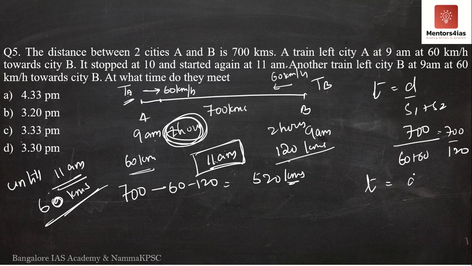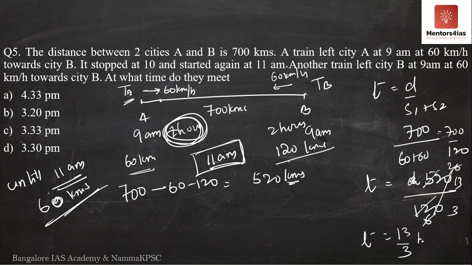Therefore, time is equal to distance over speed, which is 520 divided by 60 plus 60, 120. The 0 and 0 get cancelled. We have 52 by 12. So this is 26 by 6, 13 by 3. Therefore, we get T is equal to 13 by 3 hours. So after 11 a.m. they take 13 by 3 hours to reach the station. So we have to find out that time because it is not in terms of 13 by 3 hours.